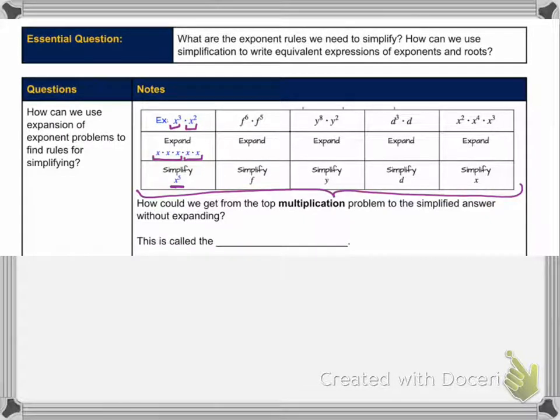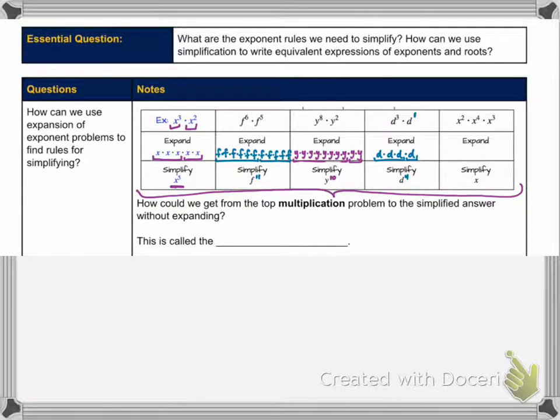Okay, so we're going to talk about what you got on your table for all of these simplifications. You expanded out your f to the 6th times f to the 5th, and if you count all those up, there should be 11 f's repeatedly multiplying. I do it with these y's. I have 8, and then I have 2, and that gives me 10 total.